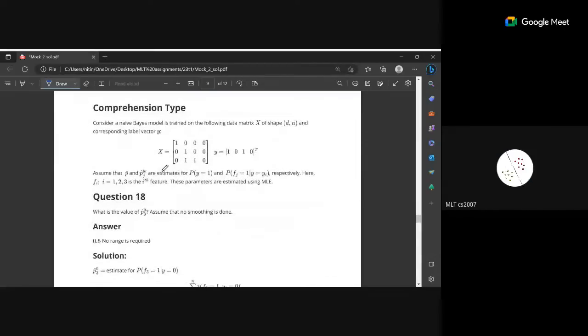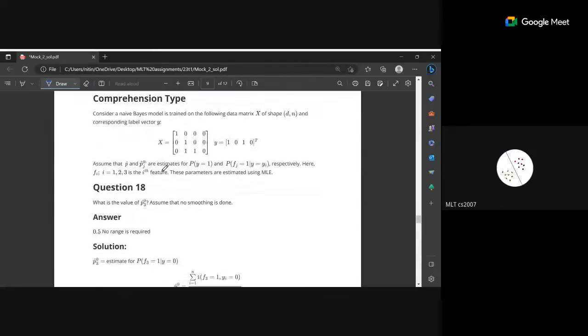Okay, so in this particular question, you have been given the data matrix X of shape D cross N. So every column is a data point. This is your first data point, second data point, third data point, fourth data point. And the corresponding labels are 1, 0, 1, 0, right? Now this is the general notation that we discussed yesterday. So now it's asking what is the value of P30. So what does this mean?